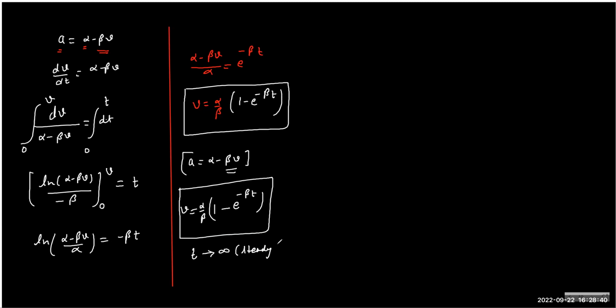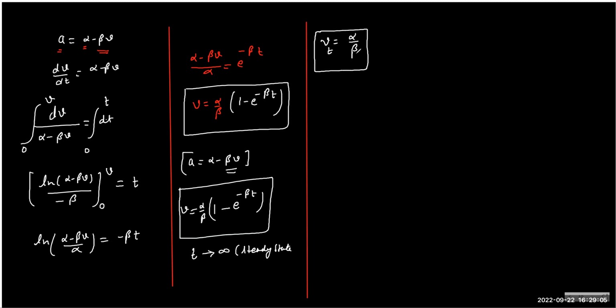In the steady state, the v becomes alpha by beta. That's it, right? Because e power minus infinity is 0. So this is called the terminal velocity. If you want to get the answer through mathematical rigor, you can do it up to here, then make t tends to infinity to get the terminal velocity. Otherwise, we can get it directly from here, right? By putting a equals 0.